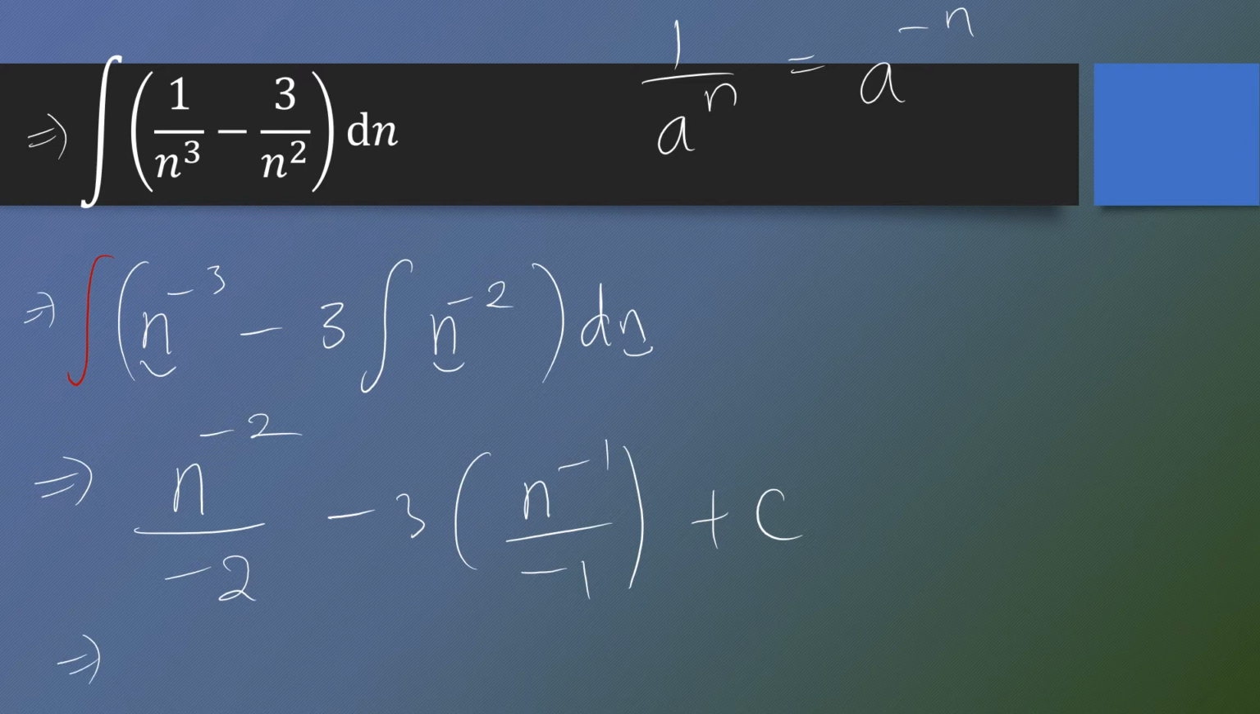So we have negative 1 half n to the power of negative 2, negative 3 divided by negative 1, we got plus 3 and negative 1 to the power of negative 1 plus c. Done and done. This is our final answer. But make sure to read the question. If the question asks you to change the negative exponent to positive exponent, just use this rule again.